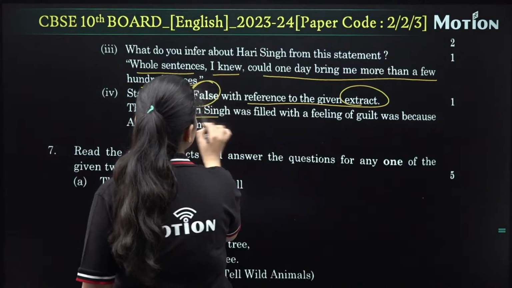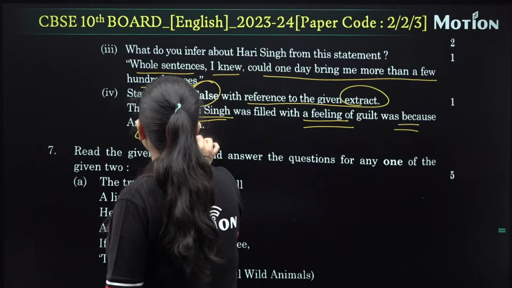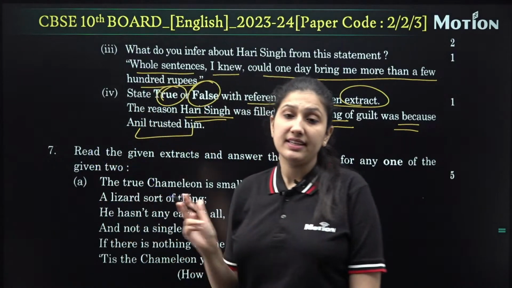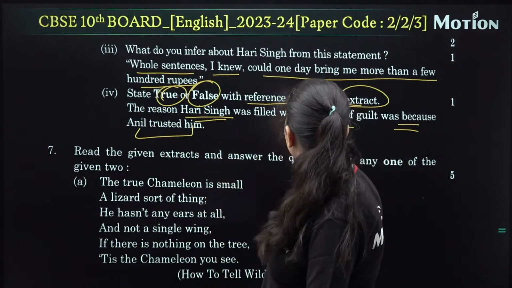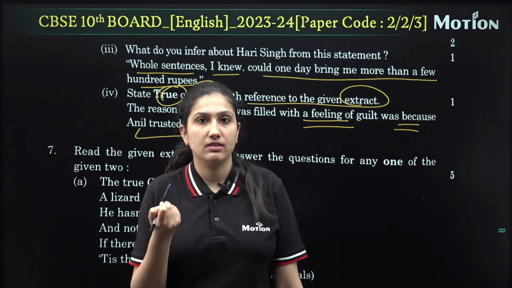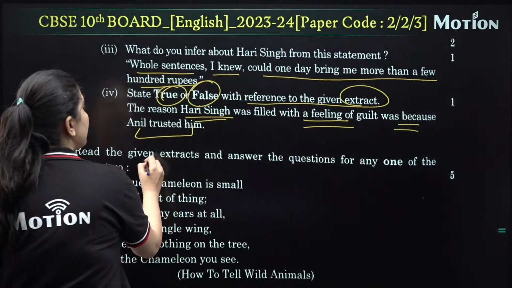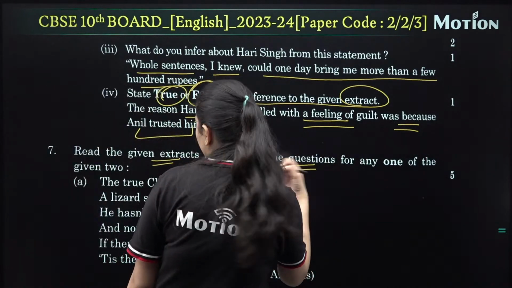The reason Hari Singh was filled with a feeling of guilt was because Anil trusted him. ठीक है, क्या ये reason था उसका regret, feeling of guilt का? Yes, obviously it was the correct reason. Then we'll come to read the given extract and answer the questions for any of the given two.